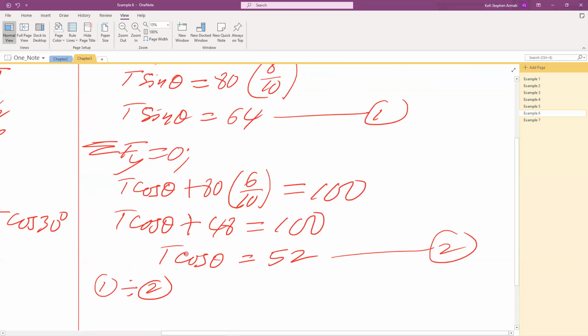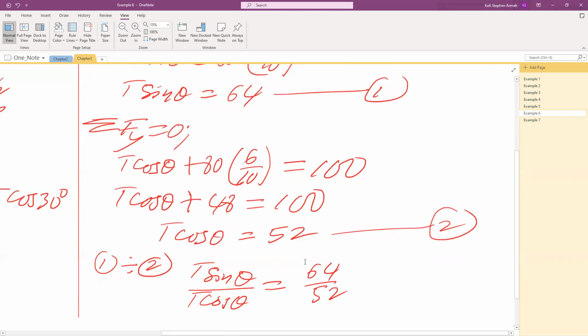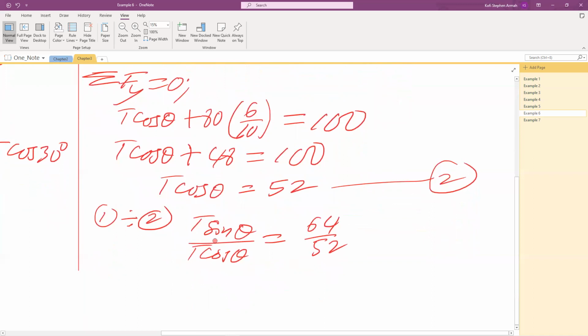We divide left-hand side by left-hand side, and then right-hand side by right-hand side. So we're going to get what? T. We could have written tan directly, but maybe some people know this. So let's write this. Left-hand side by left-hand side, right-hand side by right-hand side. So the t and t cancel, and then that is tan theta, and that is 64 over 52. Maybe we can simplify that, but it doesn't matter.